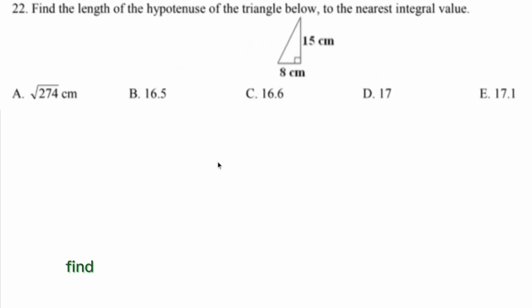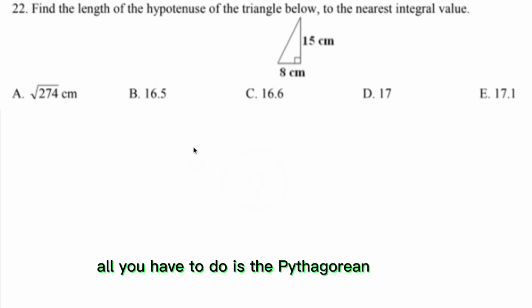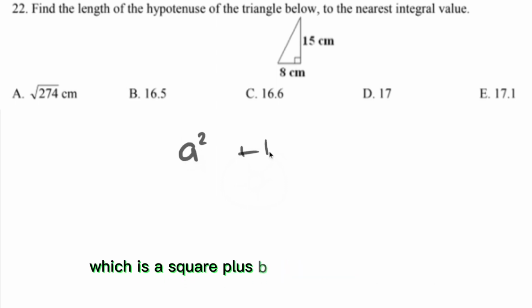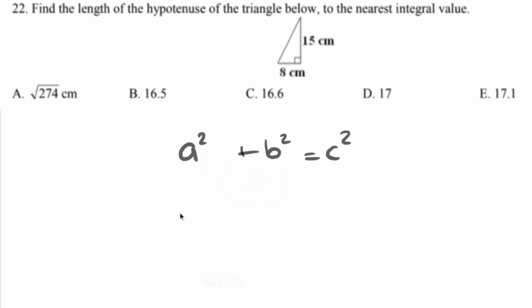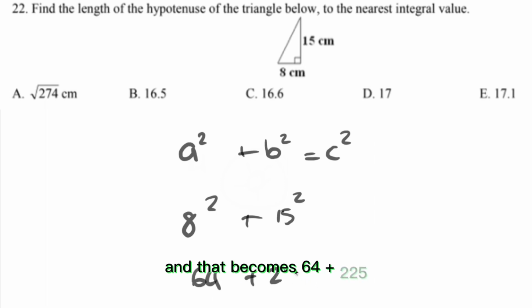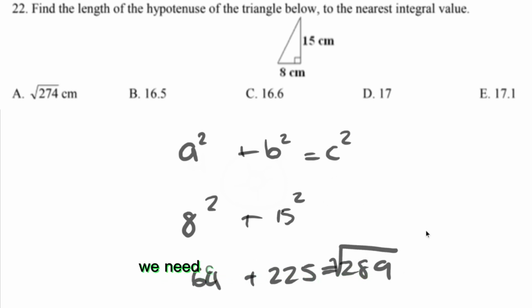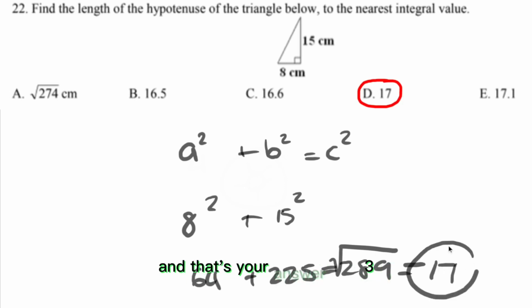Number 22. Find the length of the hypotenuse of the triangle below to the nearest integral value. So to do this, all you have to do is the Pythagorean theorem, which is a squared plus b squared equals c squared. In this case, they're given a and b, which is 8 and 15. So now we just square each of these, and that becomes 64 plus 225. That equals 289, and you just square root this because it's c squared. We need c. So the square root of 289 is 17, and that's your answer.